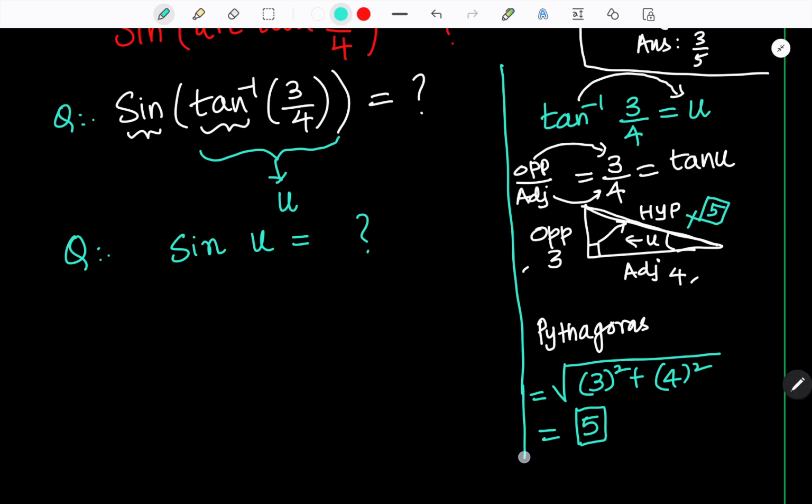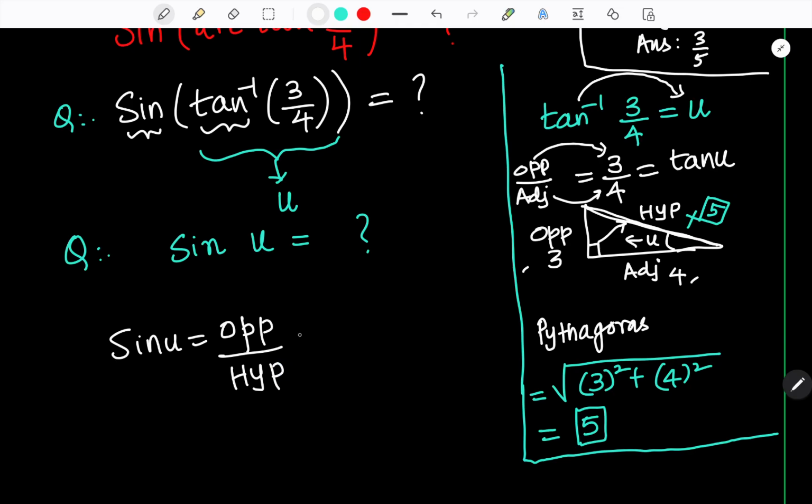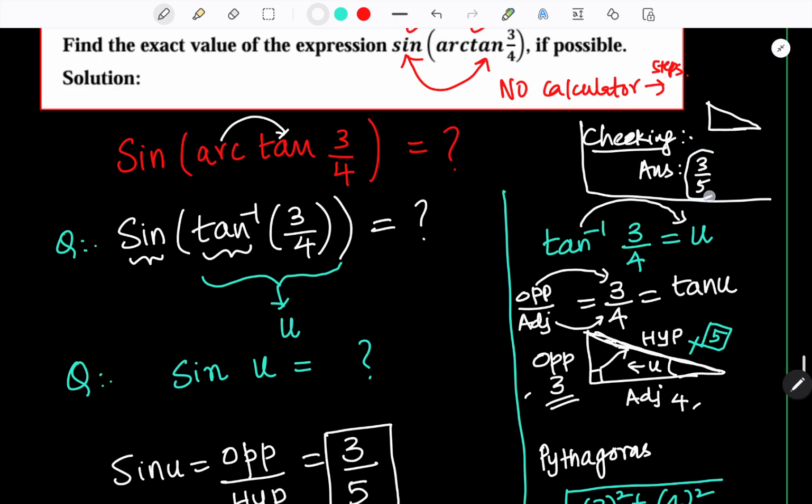So everything is ready, right? Now come back to the question. What is your question? Sine u. What is the formula for sine u? Sine u is opposite side by hypotenuse. Clear? So what is your opposite side from this triangle? Can you look here? Opposite side, which is 3, right? And what is your hypotenuse? 5. Now look at your answer which you got in the calculator. Both are the same.